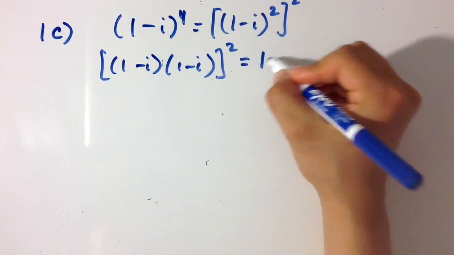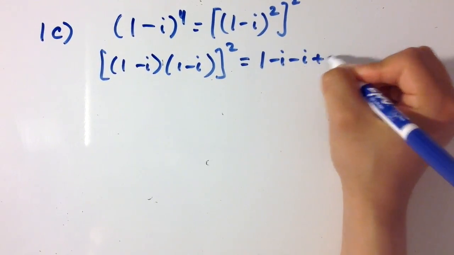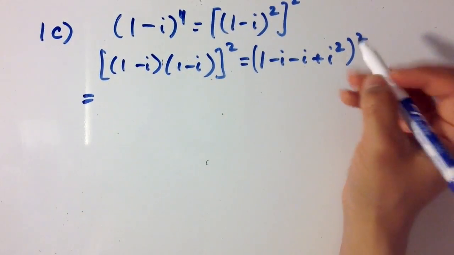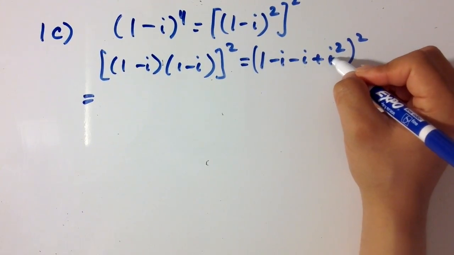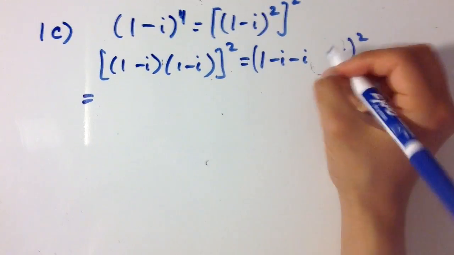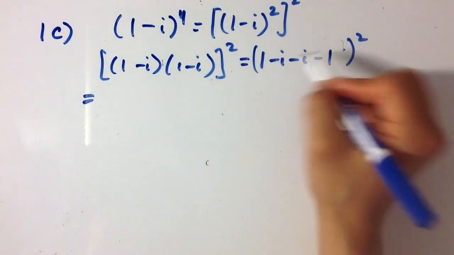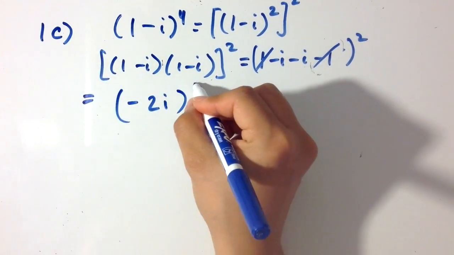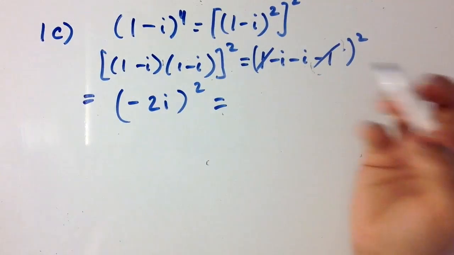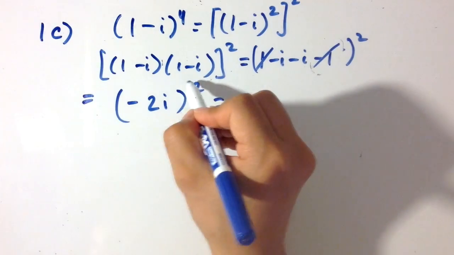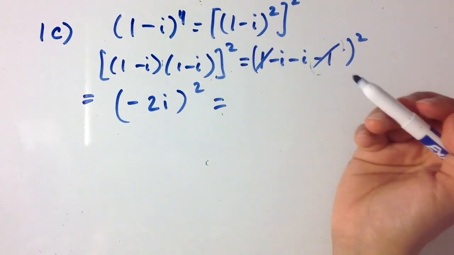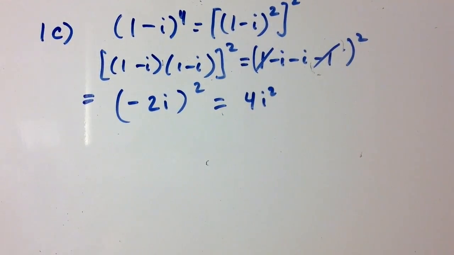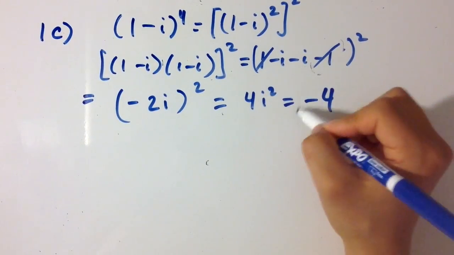Distributing everything out, I get 1 minus i plus i squared, all to the second power. Here I have that i squared is minus 1, so I can rewrite it as minus 1. So 1's cancel out, and I'm left with minus 2i, all to the second power. So distributing the power in, the square of minus 2 is just going to be 4, and then I have i squared, which turns into minus 4, and that is my answer.